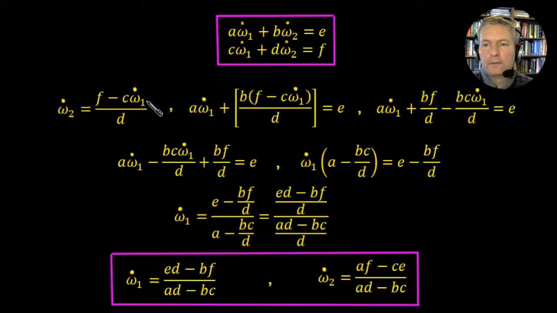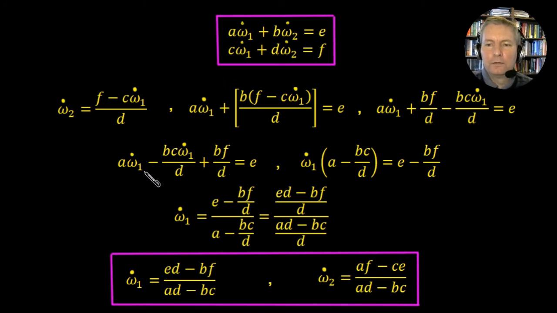So the omega 2 dot is going to equal f minus the c omega 1 dot upon the d. We then substitute this into the first equation, so we'll get the a omega 1 dot plus b times the omega 2 dot, which is f minus c omega 1 dot upon d, and that whole thing is equal to a value of e. So we'll multiply out the brackets, and then we'll rearrange this, and it's rearranged in this form here. So it's just exactly the same. I'll just move this one over to this side and that to that side.